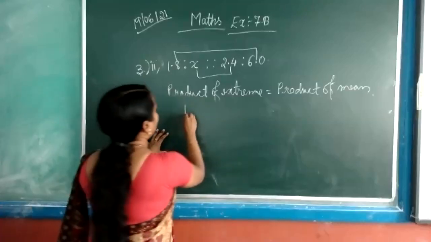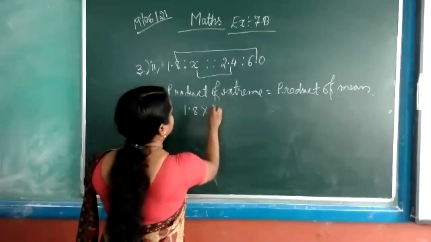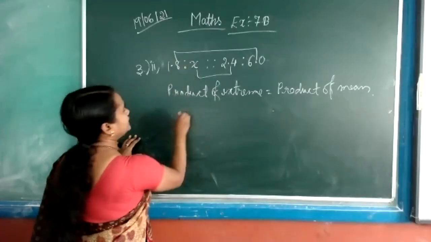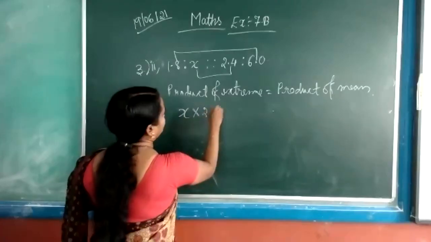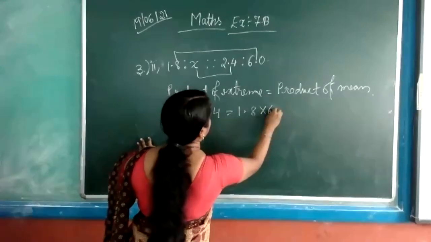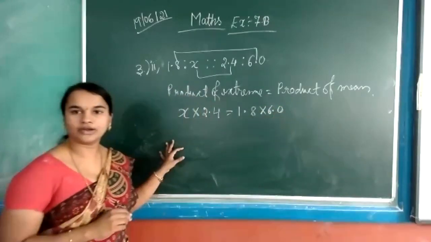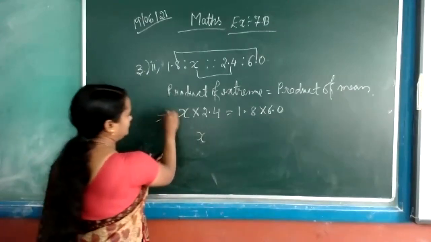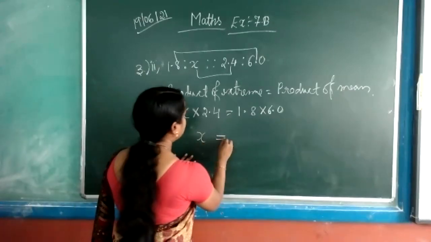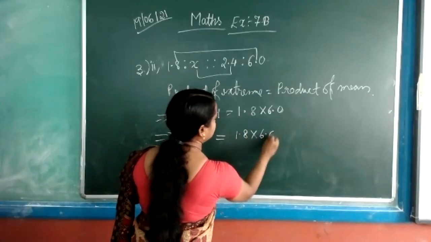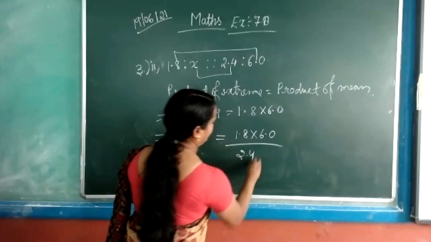That means 1.8 is to 6.0. Sorry, first the x value we write. x into 2.4 equals 1.8 into 6.0. Any doubt on this? No. So x equals 1.8 into 6.0 upon 2.4.